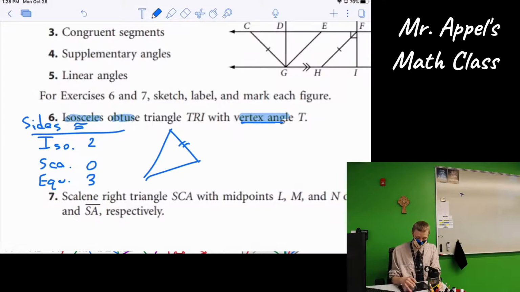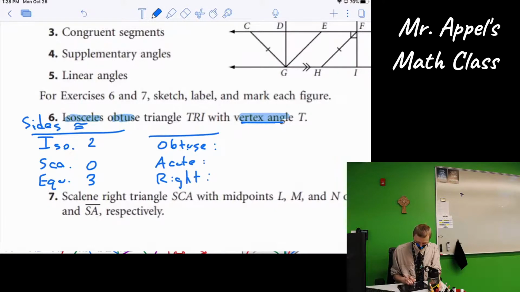All right, next up, not just any isosceles triangle, but an obtuse triangle. What do you know about obtuse triangles as opposed to acute and right? They all have something to do with the angles. Type it in the chat. What makes a triangle obtuse? I've got one answer.